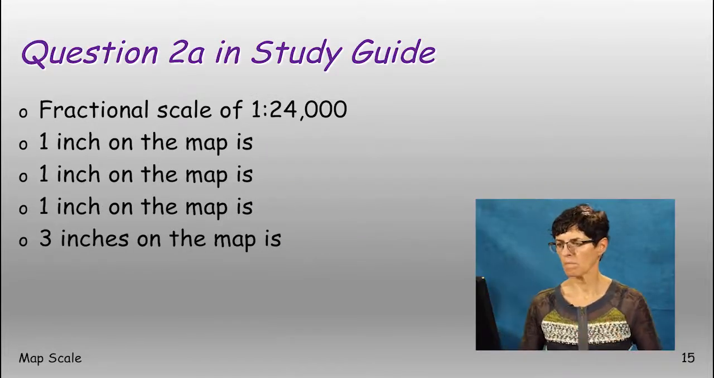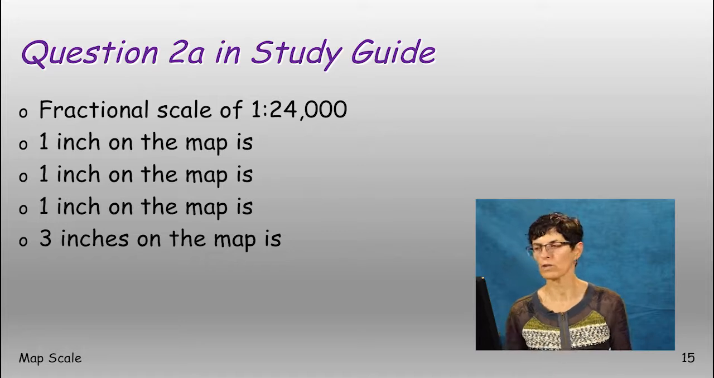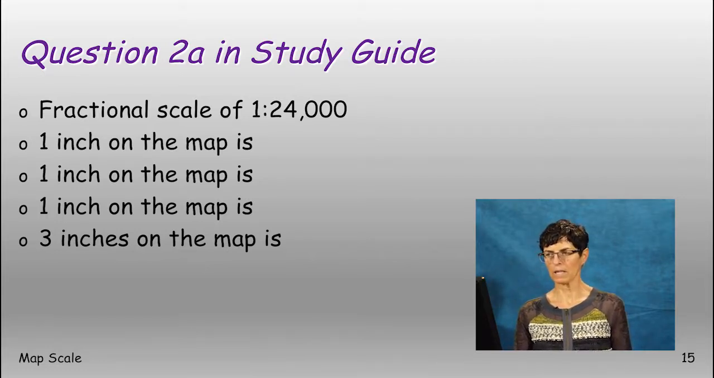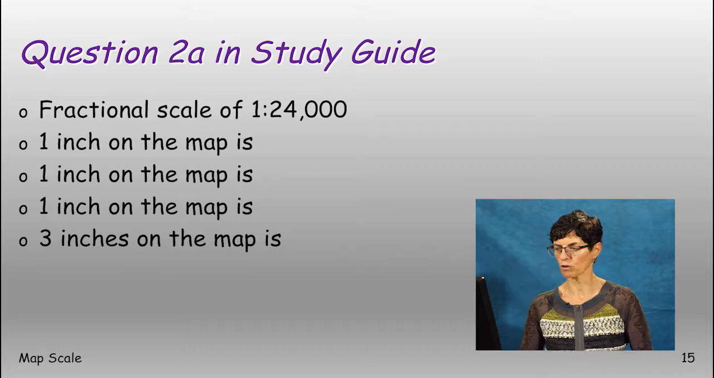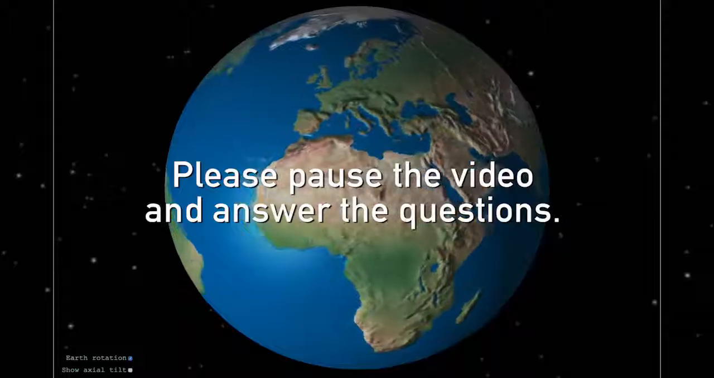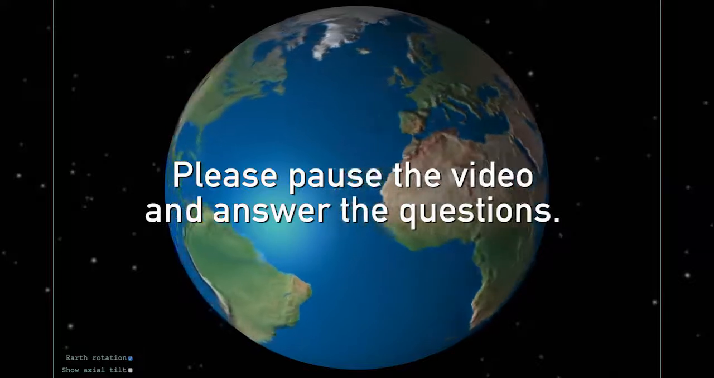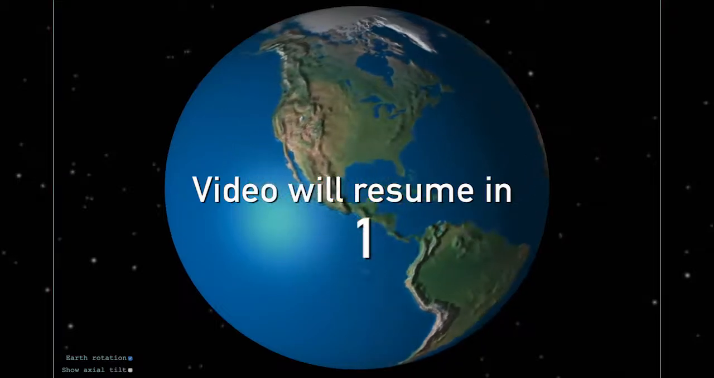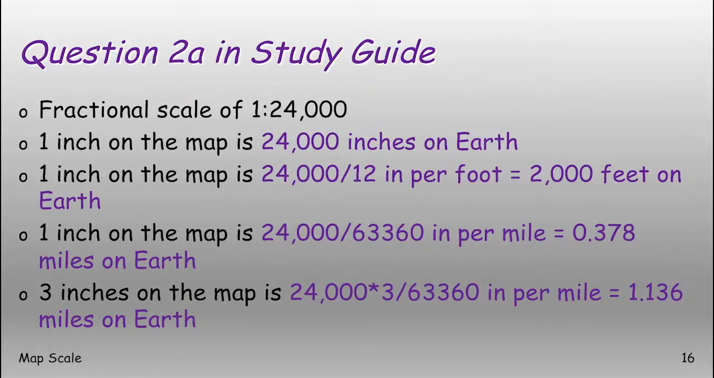So now again, I have an example for you to do on your own. This is question 2A in your study guide. If you consider a fractional scale of 1 to 24,000, what is 1 inch on the map in inches, and then 1 inch on the map in feet on Earth, 1 inch on the map in miles on Earth, and 3 inches on the map in miles on Earth? This would be a good time for you to stop the video and work those problems out. And then here are the answers to question 2A in your study guide.